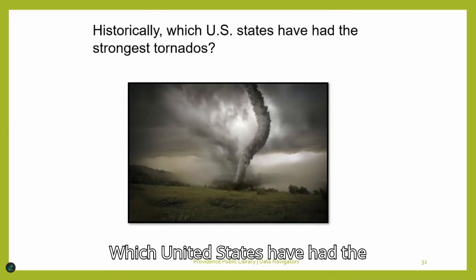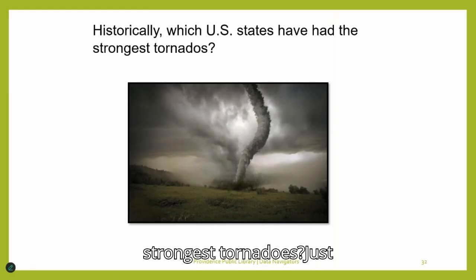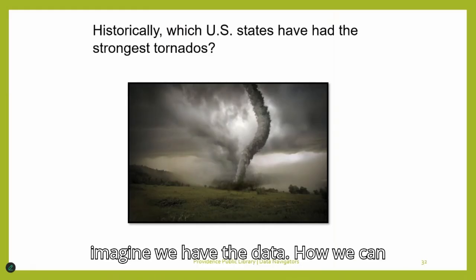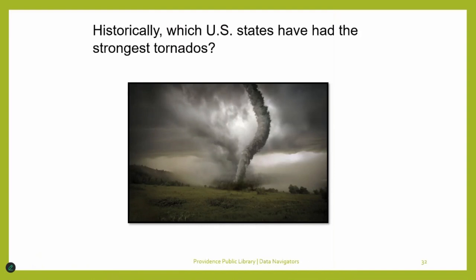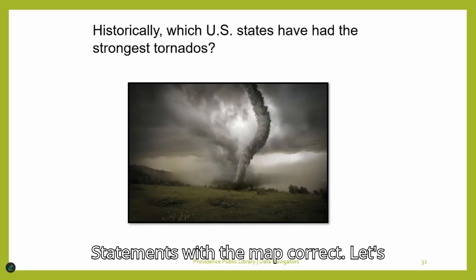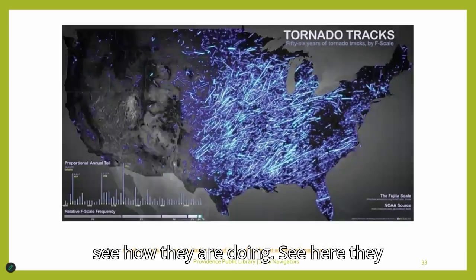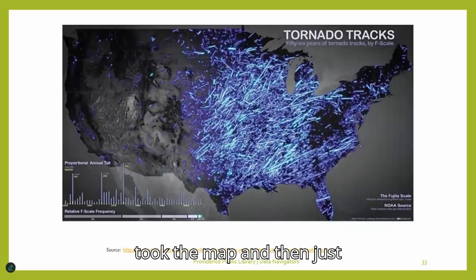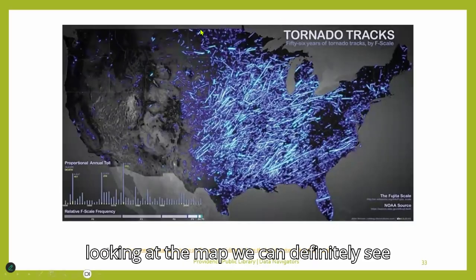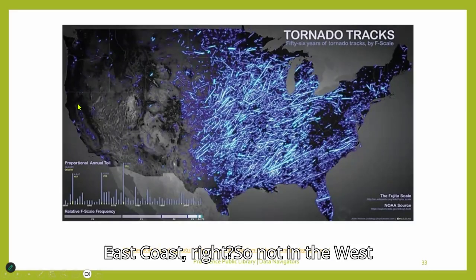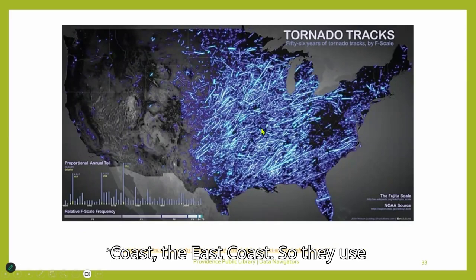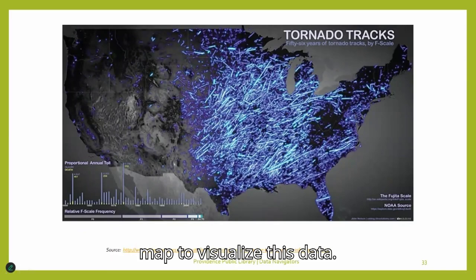Which part of the United States has had the strongest tornadoes? Just imagine we have the data, how can we present that to the audience? Statements with a map, correct? Let's see how they are doing. See here, they took the map, and just looking at the map, we can definitely say tornadoes have hit the east coast, right? Not the west coast, the east coast. So they use a map to visualize this data. All right.